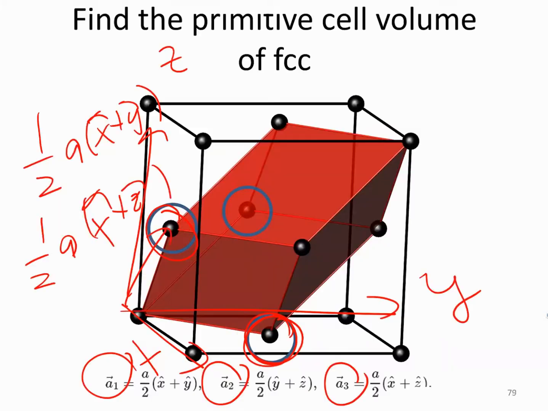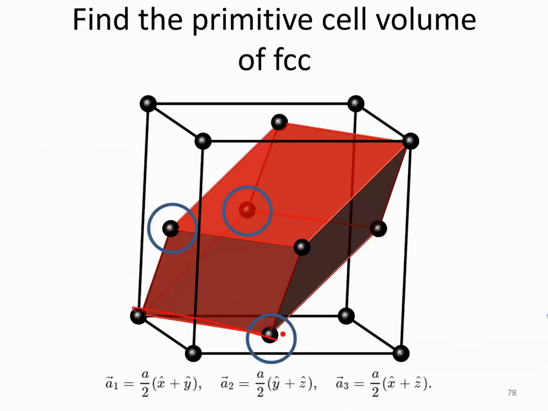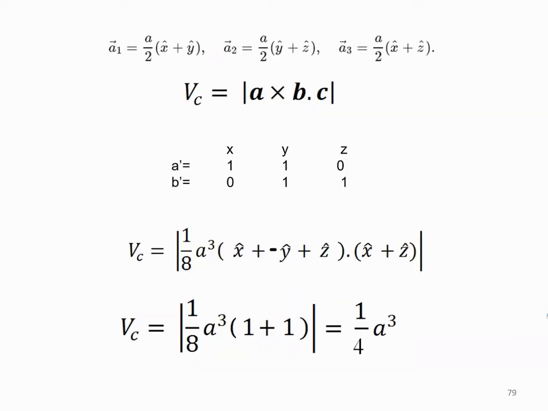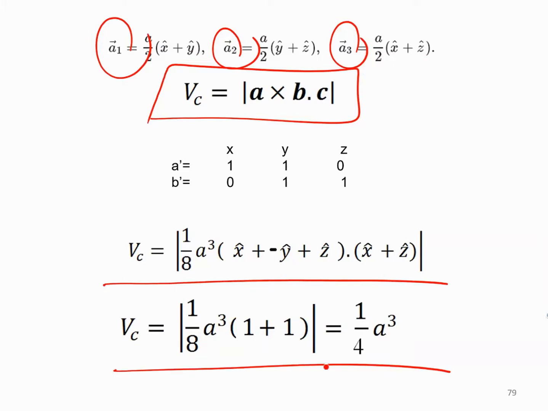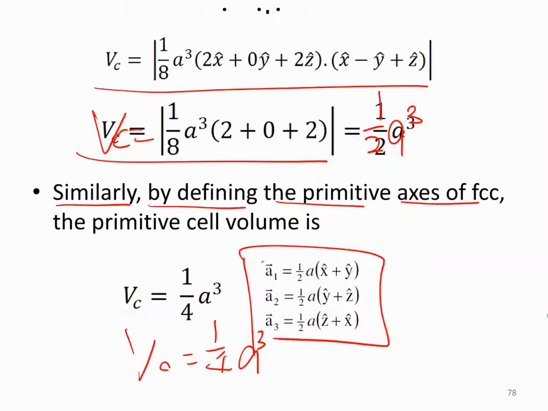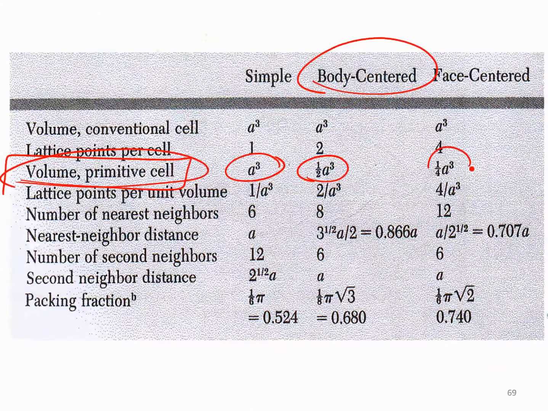So after you get a1, a2, a3, then you just use a very simple calculation to solve the volume. Then you solve it, and you get the primitive volume equal to 1 over 4 A to the power of 3. So 1 over 4 times A cubed.